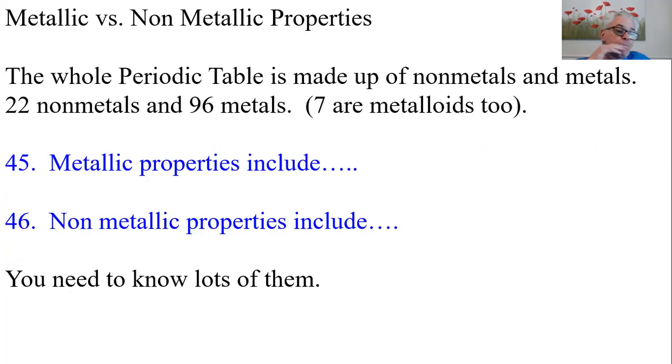Now, this may be one of the stupidest things I have to teach you. The whole periodic table is made up of nonmetals or metals. There are 7 metalloids, but they're metals or nonmetals also. They're just also called metalloids. They have some crossover type properties. So let's look at some of these properties. You need to know these properties. Most of them are pretty obvious.